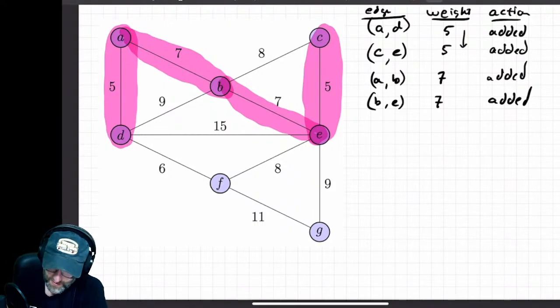Which one do I consider next? You know what? I think I screwed up. Sorry.